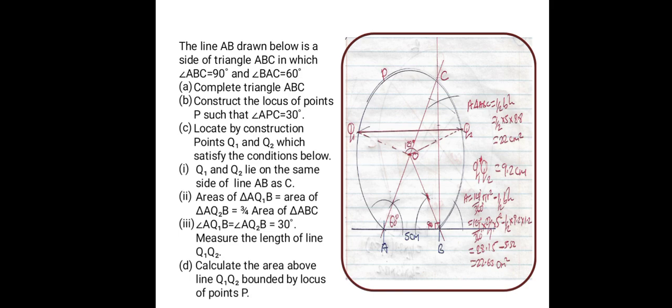2. Areas of triangle AQ1B is equal to area of triangle AQ2B, which is equal to 3/4 area of triangle ABC. 3. Angle AQ1B is equal to angle AQ2B, which is equal to 30 degrees. Measure the length of line Q1Q2. D. Calculate the area above line Q1Q2 bounded by the locus of P.